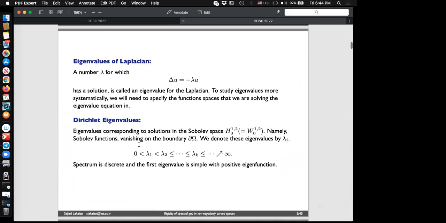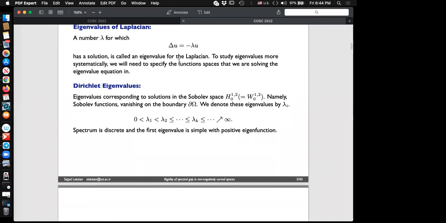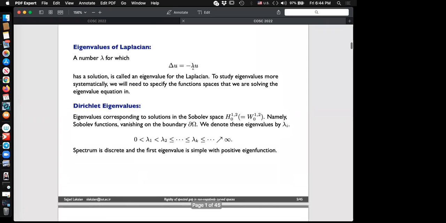Everybody knows the concept of eigenvalues. If you have an operator, then the eigenvalues are defined in this way. So if you have the Laplace operator, we call lambda the eigenvalue if Laplace of u is negative lambda u. The negative sign is there because geometers and analysts use different sign conventions, but we want to work with positive numbers, so we put that minus sign there.